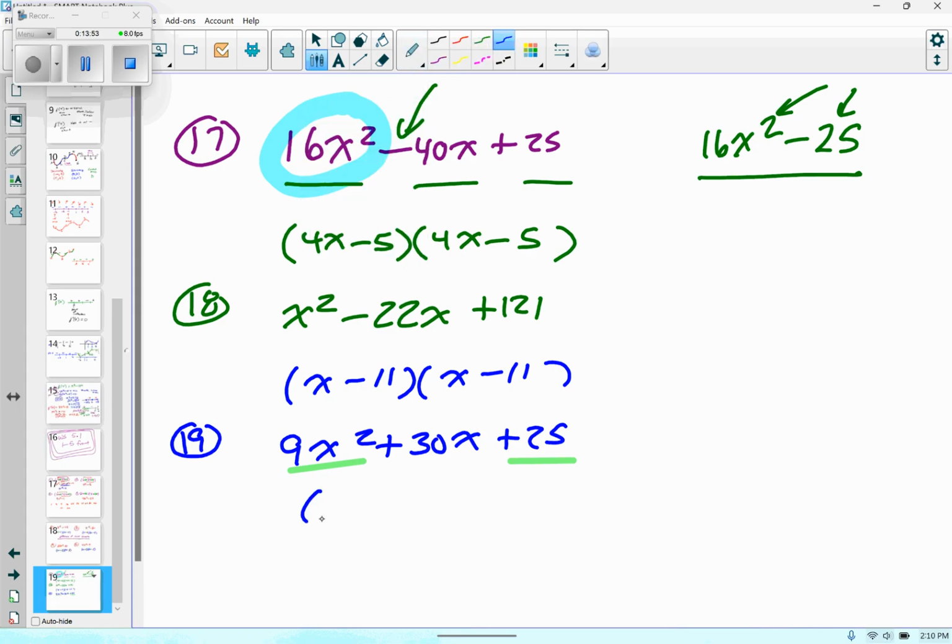So, ready? 3x, 3x, agree? All the signs positive. 5 and 5, done. These can be quick if you can recognize it off the bat.